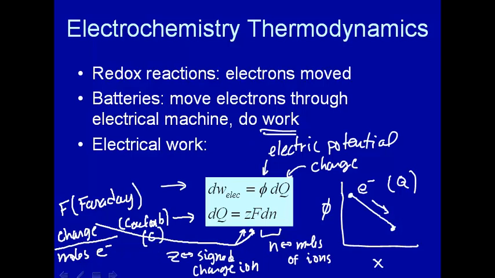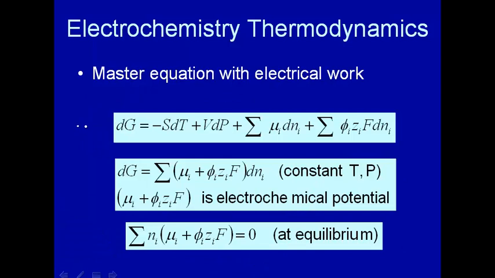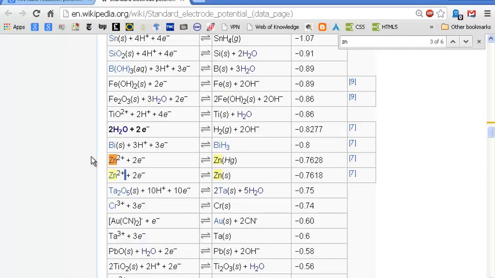All right, so that's how we're going to do it: review some concepts in introductory physics about work. We're just going to add work. How are we going to do that? Well, we're going to get a new master equation which contains electrical work. To review, how did we get that master equation of chemical thermodynamics?